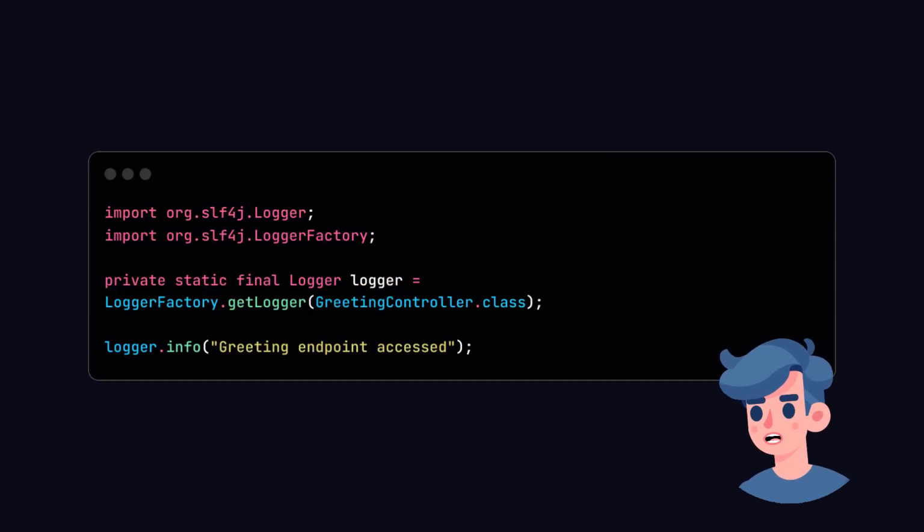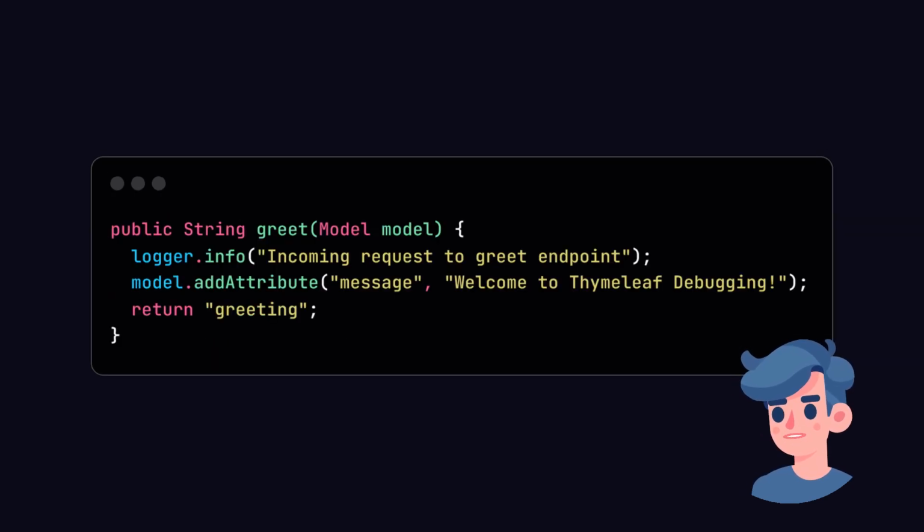Debugging also involves using the right logging mechanisms. Ensure you have a logger set up in your class to report back any data flowing through your application. Let's use slf4j as an example for logging. Let's modify our controller method to log the incoming request. This will help us gain better insights whenever we open the /greet endpoint.